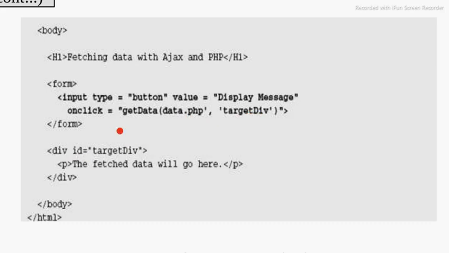So this is simply a form that looks like a button. That button has a display message. If you click this button, the data is sent to a function. This div tag will display the content. The div id is target div, with a p tag, the paragraph tag. The fetched data will go here. This text will be completely replaced with the data that the script substitutes. So this body is understandable.